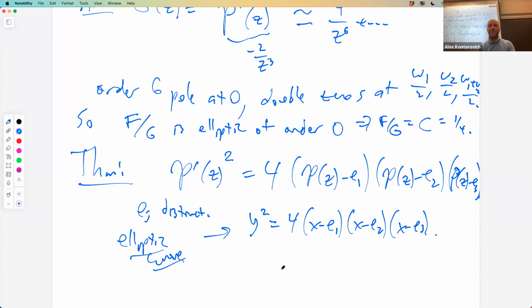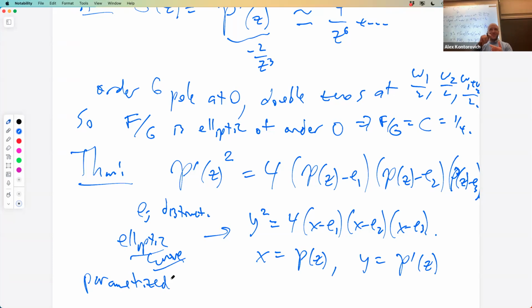And how do you parametrize elliptic curves? You set x equal to P of z, and you set y equal to P prime of z. This is a parametrization. Just like cosine and sine parametrize the circle, this Weierstrass P function parametrizes elliptic curves. It and its derivative are the thing that you plug in for x and y. And as z varies, you get all solutions to this equation. The elliptic curve is parametrized by P prime.